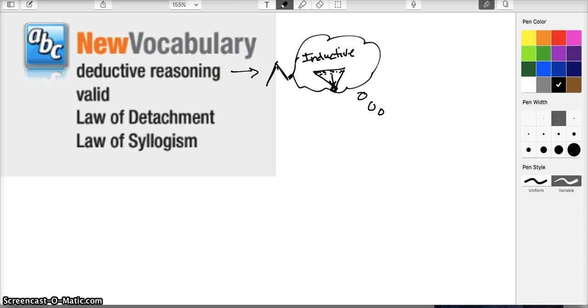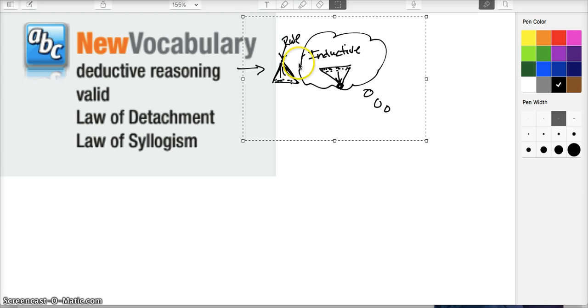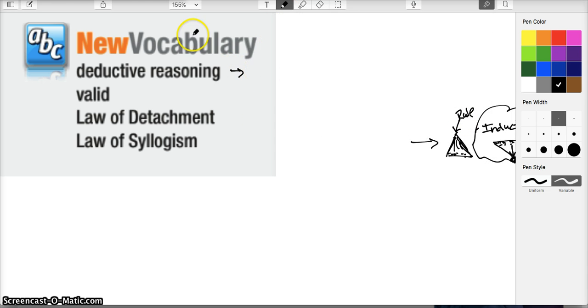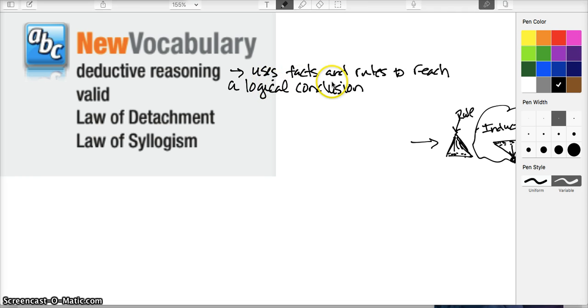It's like a triangle like this, where you've got a rule and then you use that rule to govern a whole bunch of examples. Kind of weird. Let me break it down. All right, let's get this out of the way. So what am I saying? I'm saying that deductive reasoning uses facts and rules to reach a logical conclusion, not just looking at a bunch of examples and coming up with a conjecture, which is what we did with inductive reasoning.